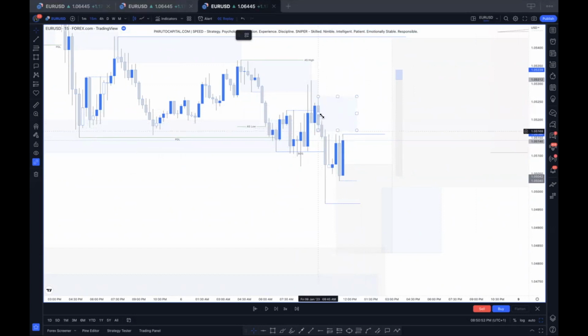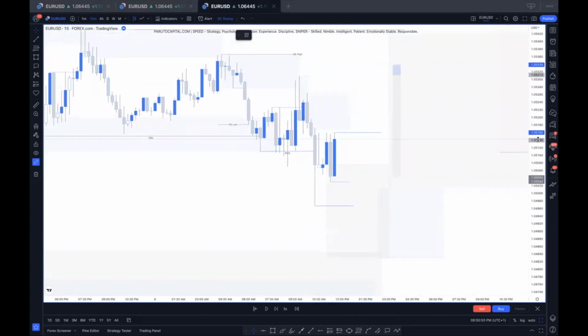Now, there are people who actually draw your point of interest maybe on the last candle like this. There are some persons who draw it depending on what they're looking for. They can actually draw it for the entire range like this, where there was the break of structure, the entire range.